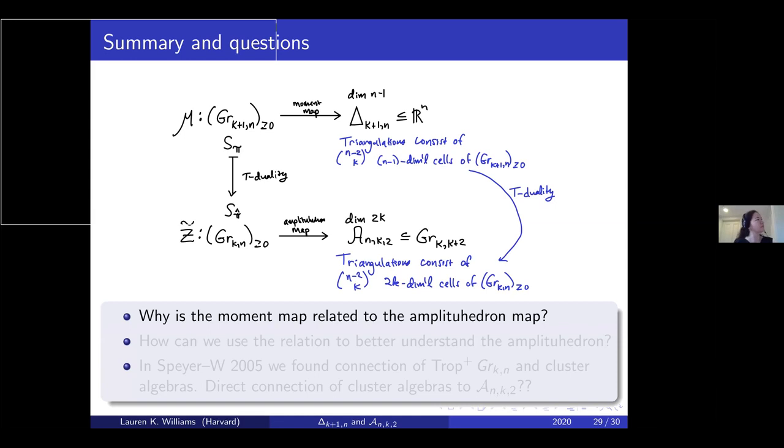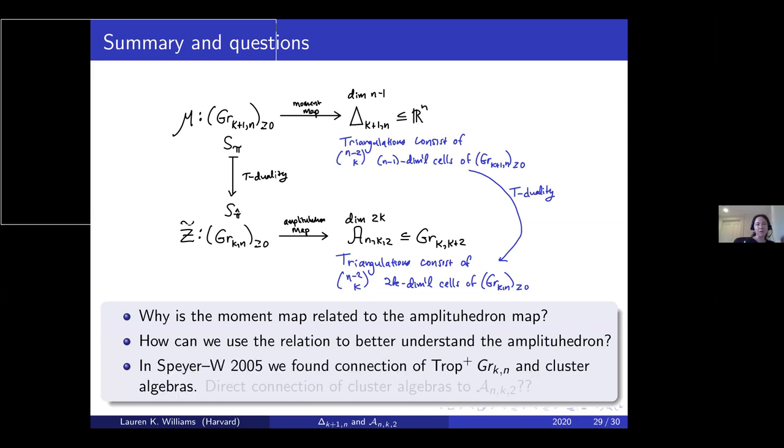I mean, we have some compelling evidence that they are related, but I don't feel like we have a good understanding of why they're related. It would be really nice to use this relation to better understand the amplituhedron, given that the hypersimplex is very well understood from certain points of view. In the old work with David, we found a connection of the positive tropical Grassmannian to cluster algebras, and it would be very nice to make a direct link of cluster algebras to the amplituhedron.